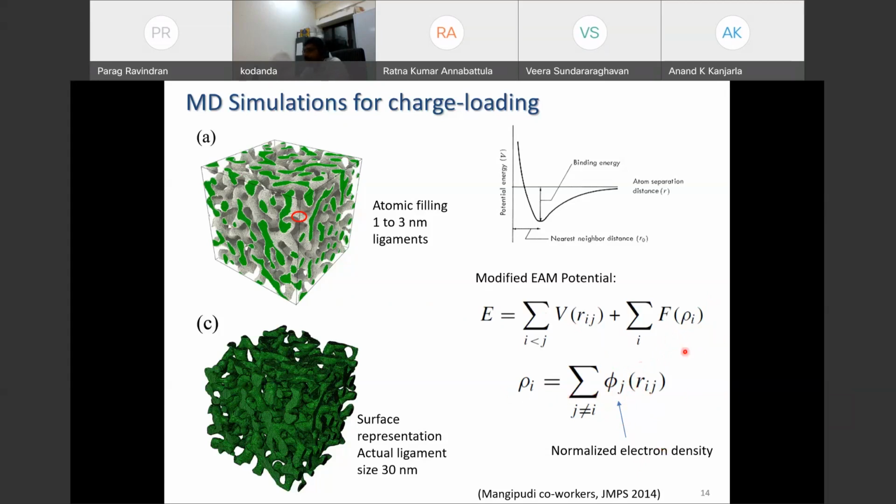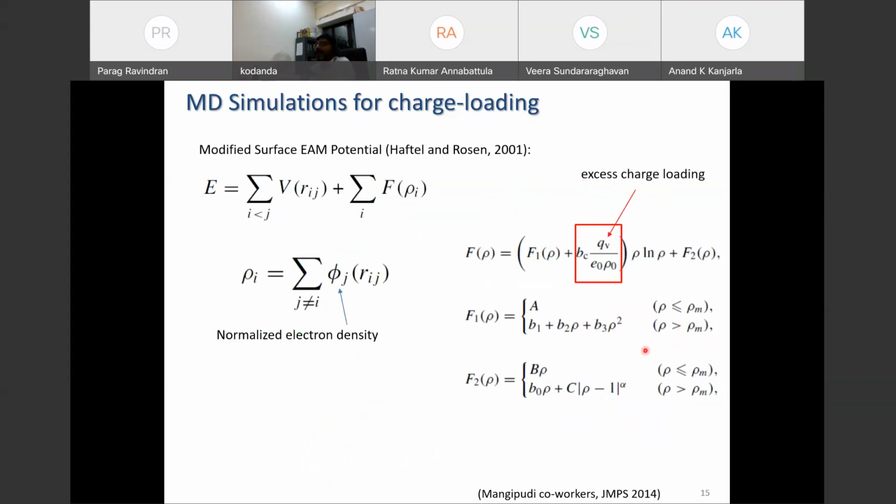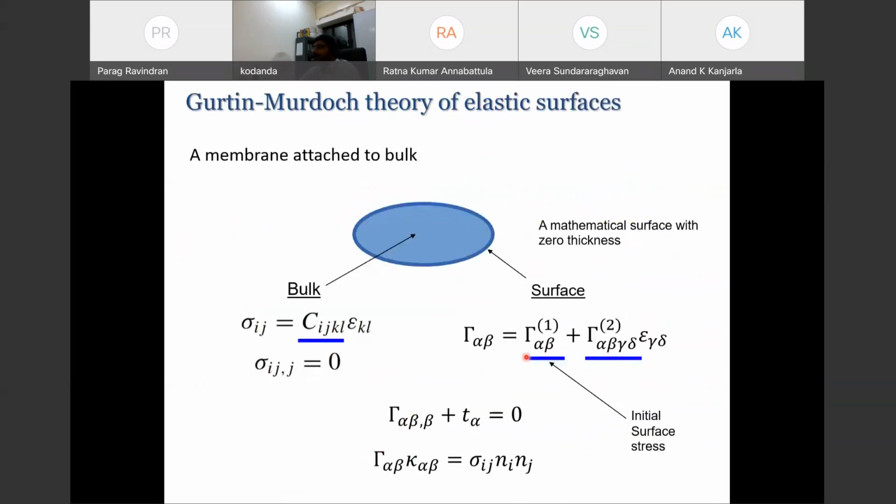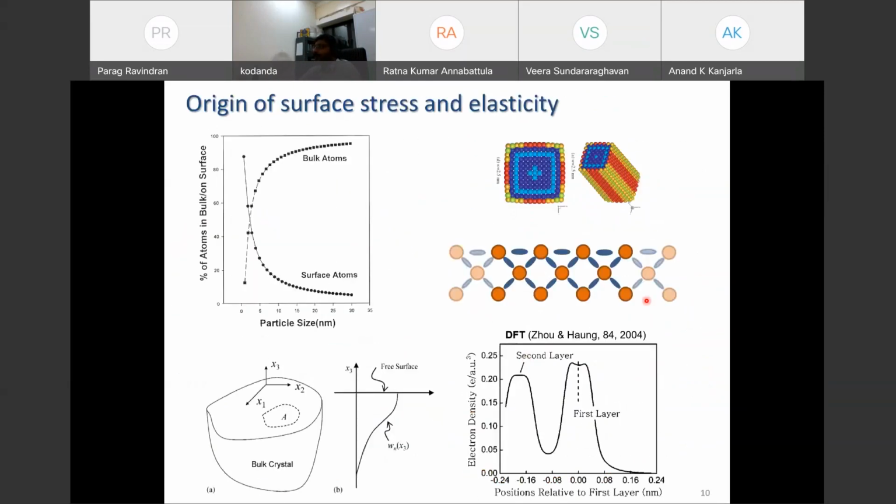What we have to do is modify this portion so that we can inject some charge onto it. We started with an already modified potential, which is called the surface EAM potential, SEAM, which actually takes into account that when you have a surface, there is a problem of coordination.